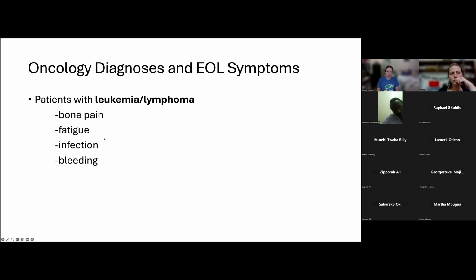So let's think about what are the symptoms that children might have when they have advanced cancer, and how can we help them? So if we have children with leukemia and lymphoma, the most common symptoms you will see when you're giving palliative care to these children is bone pain, fatigue, infections and fevers, and bleeding. Okay, and we'll talk about how to manage each of these.